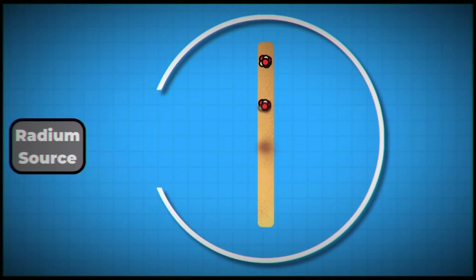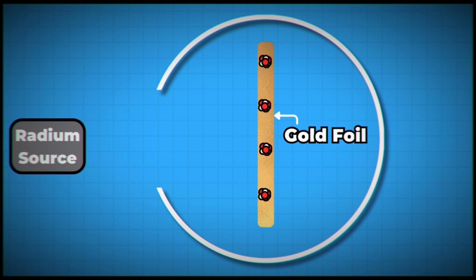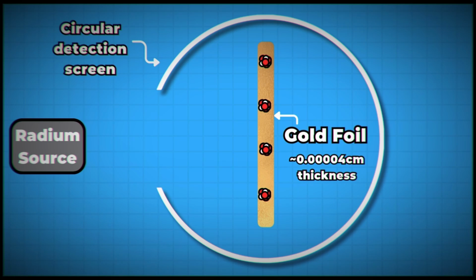So in the actual experiment, Rutherford and his team set up a thin gold foil only about 0.00004 centimeters of thickness, or around a few hundred atoms thick. Think about that. And gold was specifically chosen because of its high malleability. The gold foil was placed at the center of a circular detection screen that was coated with zinc sulfide. That was done so that the screen would produce tiny flashes of light when struck by alpha particles.